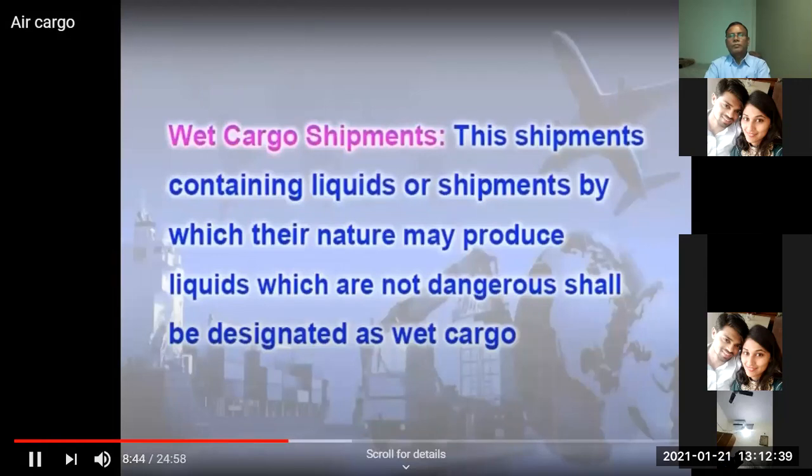Next is wet cargo shipments. These shipments contain liquids or shipments which by their nature may produce liquids which are not dangerous, and shall be designated as wet cargo. The purpose is to prevent the spillage of any liquid in the aircraft.